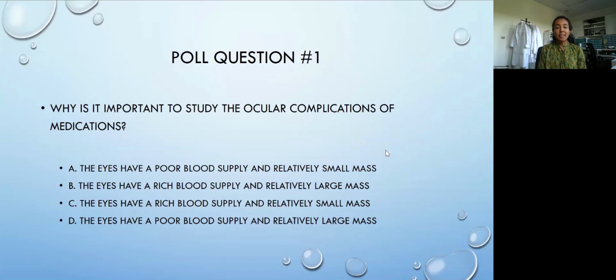So before we begin the talk, we'll get to our first polling question, which is, why is it important to study the ocular complications of medications? A, the eyes have a poor blood supply and a relatively small mass. B, the eyes have a rich blood supply and a relatively large mass. C, the eyes have a rich blood supply and a relatively small mass. Or D, the eyes have a poor blood supply and a relatively large mass.